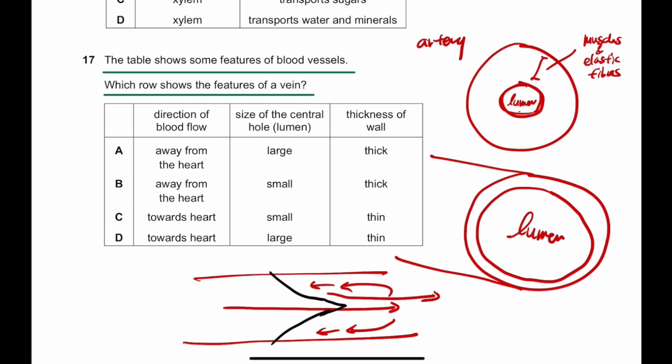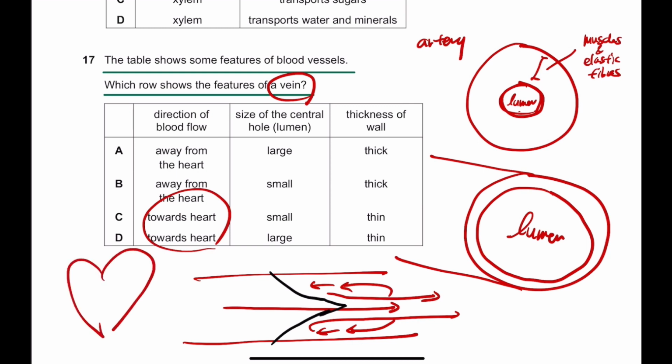So if the passage is blocked, then they have to move forward. So the question was asking the features of vein. So direction of blood flow is always towards the heart. The vein always sends the blood to the heart. The lumen is always large and the wall is thin, so the answer is D. Okay?